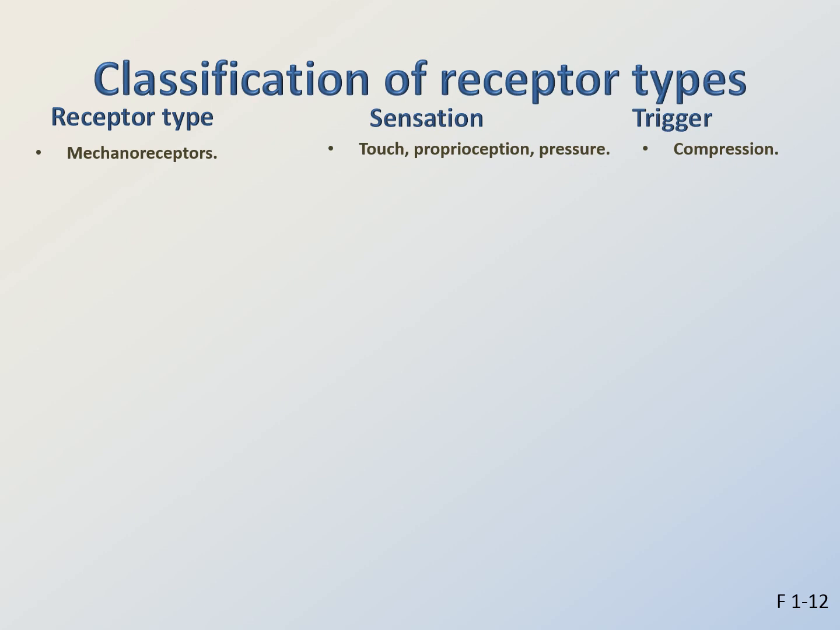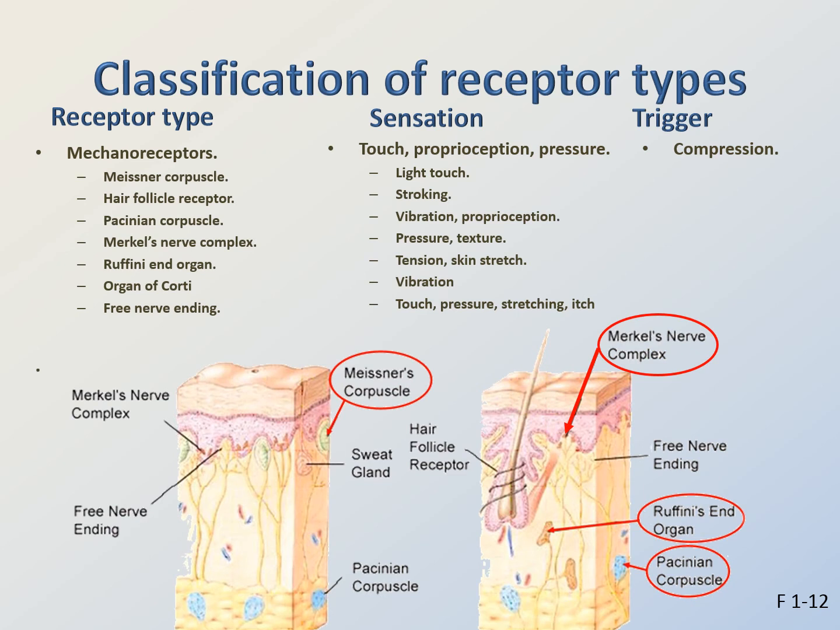Most common types of receptors are mechanoreceptors. They detect sensation of touch, pressure, vibration, and what triggers this sensation is some type of compression. Here you can see a list of some of the mechanoreceptors. Each responds to a slightly different stimulus. Meissner corpuscles are located very superficially in the skin and respond to a slight touch.